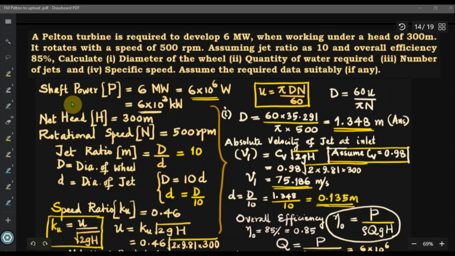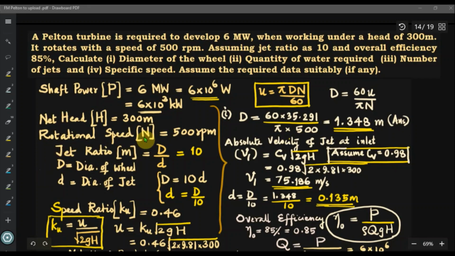Here the shaft power is given. The turbine is required to develop 6 megawatt. That is the shaft power, denoted by capital P, equal to 6 megawatt, that is 6 into 10 to the power of 6 watts. The net head here is H equal to 300 meters, the available head at the inlet of the turbine for producing useful work. So capital H is equal to 300 meters, and the overall efficiency is 85%.